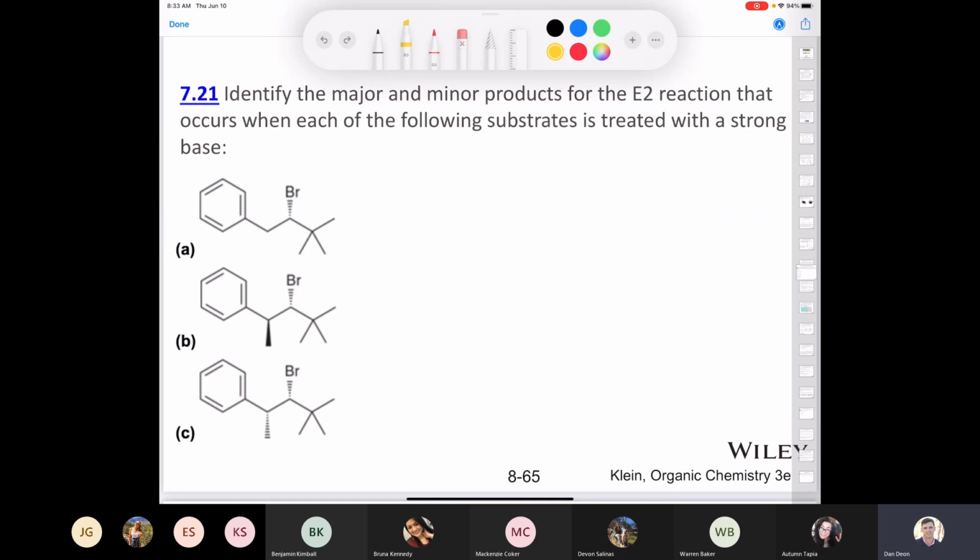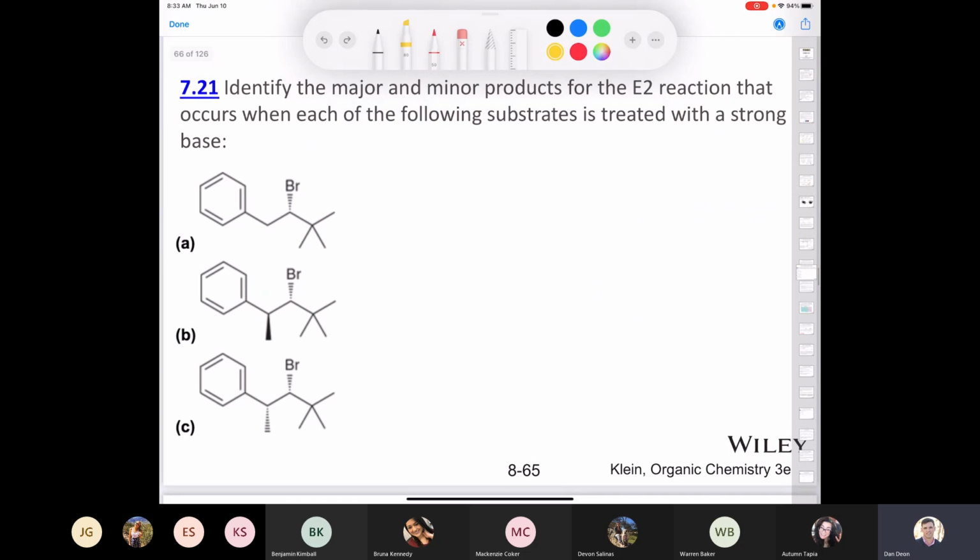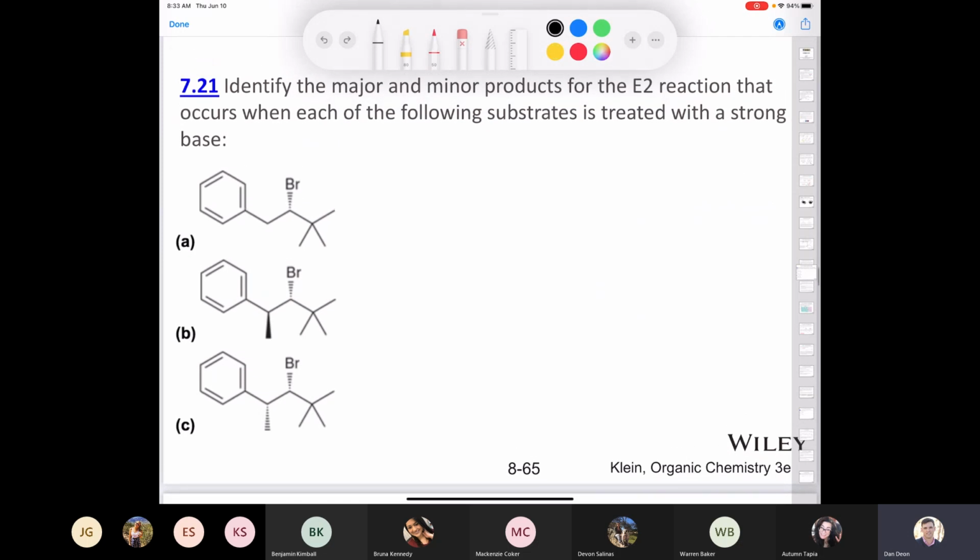It says predict the major and minor products for these different E2 reactions that would occur with these substrates. All right, so we're going to start with A. Now, if we look at A, we see that this is not a stereocenter, is it? Here we have our alpha carbon, but on this beta carbon, there's no hydrogen, so I'll just forget about that one. But here we have two hydrogens, right?